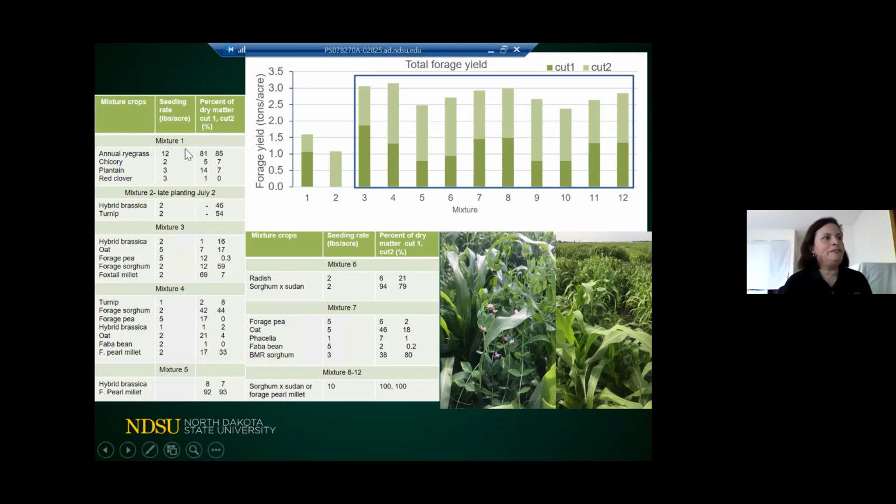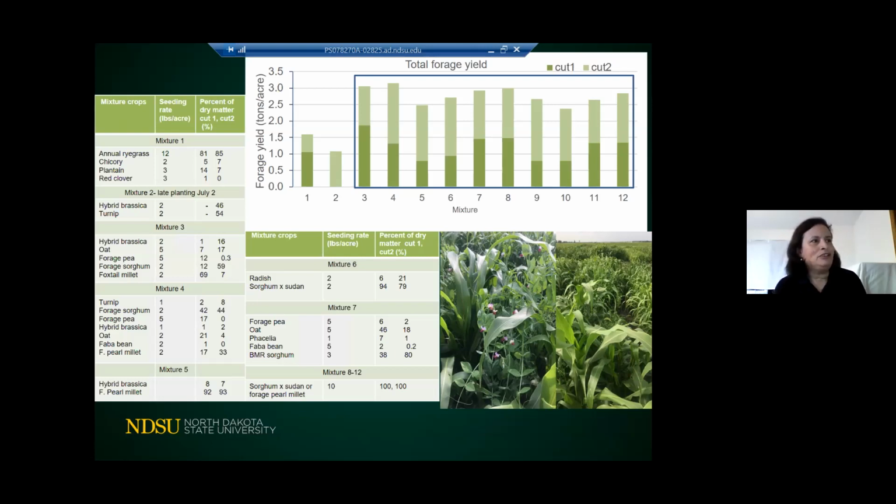The only one that was different was mixture 1, which is an annual ryegrass-based mixture with chicory, plantain, and red clover. But like someone said, the comparison wasn't fair, because annual ryegrass is a crop that if you are gonna graze it, you should graze it every 15 days, right? So if we would have done that, we probably would have got almost as much as the other one. Annual ryegrass keeps growing as you graze it. So if you don't graze it, then it doesn't grow. We used the same 2 cuts as for the other ones, so it's an unfair comparison.